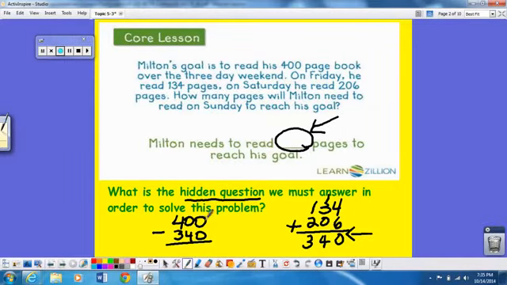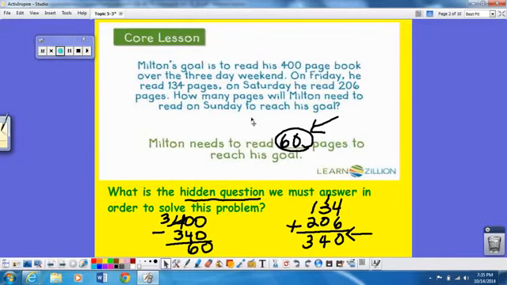So 0 minus 0 is 0. Can't do that, so we need to borrow from the 4 and make it a 3, which makes this a 10. 10 minus 4 is 6. We now know that Milton needs to read 60 pages in order to reach his goal. So if you think about what we did, the problem only asks us one question. How many pages will Milton need to read on Sunday to reach his goal?